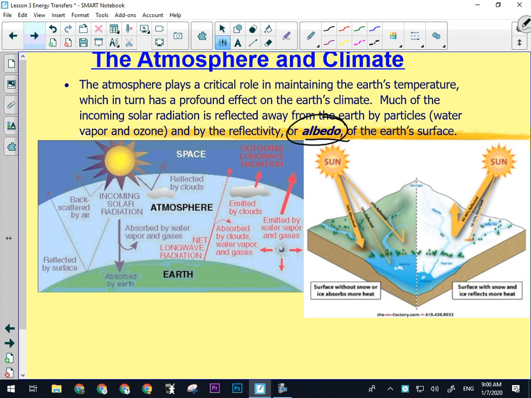So what we have here in the diagram on the left is kind of what happens to the solar radiation when it comes in. Some of it obviously can be reflected by clouds. Clouds are white on the top. Some of it is backscattered by the air. Backscattering is what makes the sky blue.